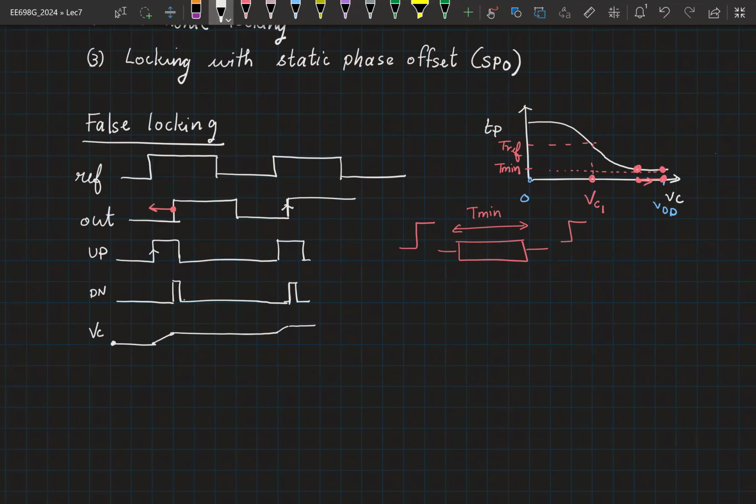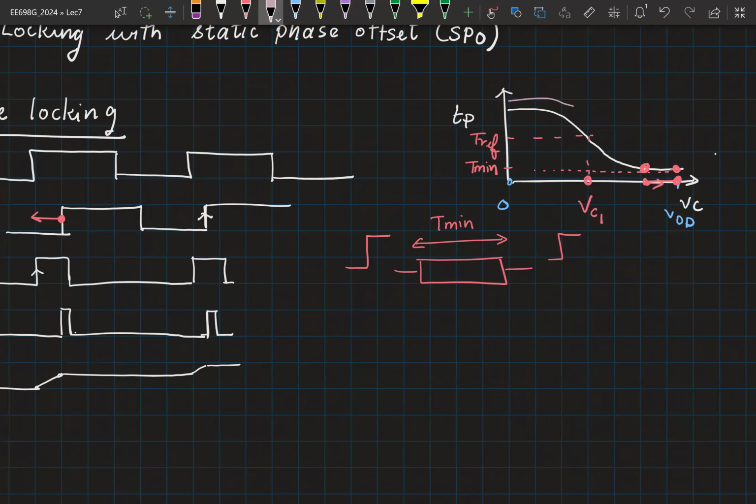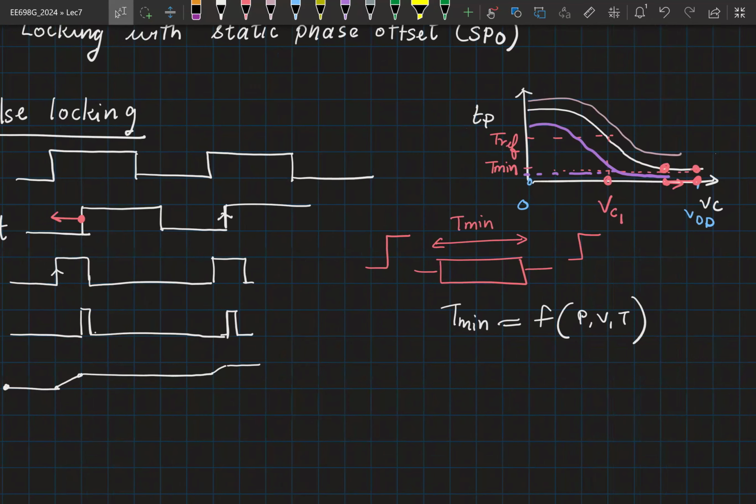Because this Tmin is not going to be constant across PVT. You are going to have multiple curves associated with different corners. Now, for each corner, you will have a Tmin associated with it. So this Tmin is now a function of process, voltage, and temperature. So it is almost as if I have taken the VCDL, I have connected its input to VDD, and I've left it open loop. The loop is not doing anything. All that the loop is doing is making sure that this VC voltage is VDD. So I need not have even used the loop. I could have taken a VCDL, connected the control voltage to VDD and left it as it is to get this result. Okay. So this is definitely a problem.